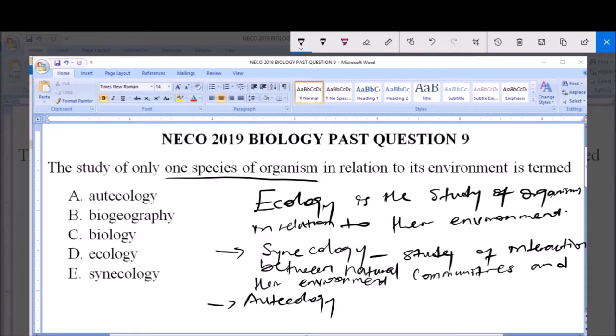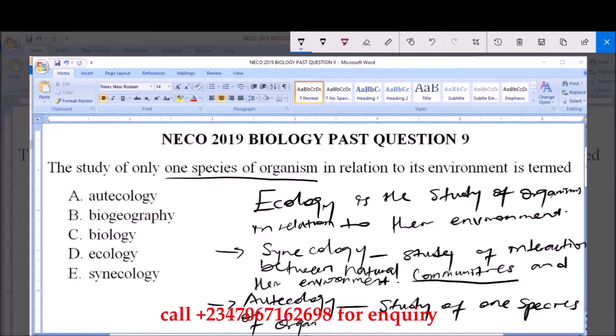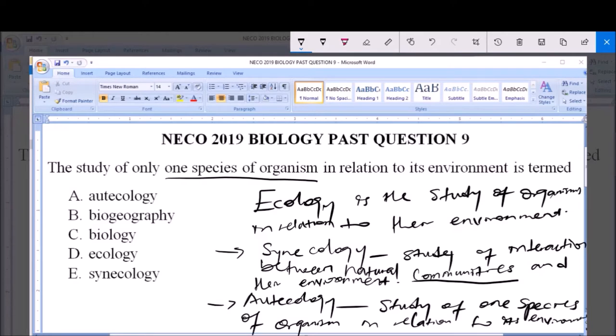And like we know, natural communities are made up of what? Many populations. So many populations make up a community. And autecology, on the other hand, is defined as the study of one species, that is a population, the study of one species of organism in relation to its environment. So this is the answer to this question, because it involves the study of only one species of organism in relation to its environment. But synecology, which is a branch of ecology, is the study of different communities, that is various species of organisms.